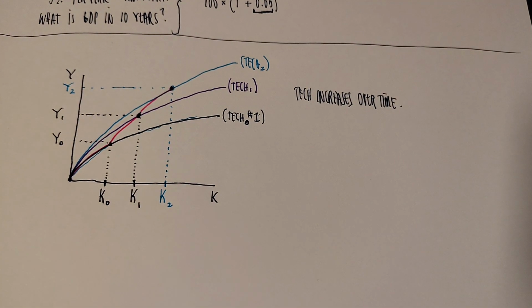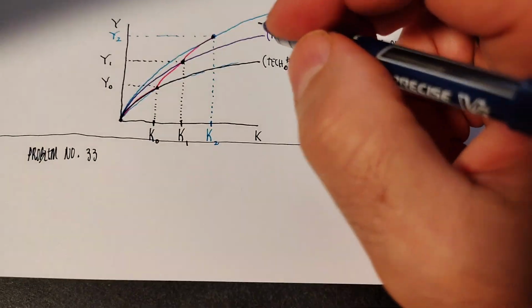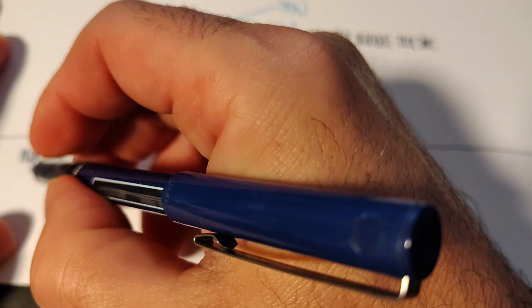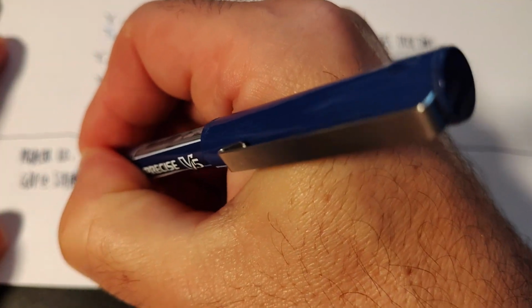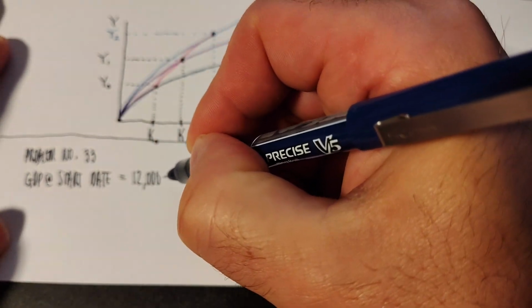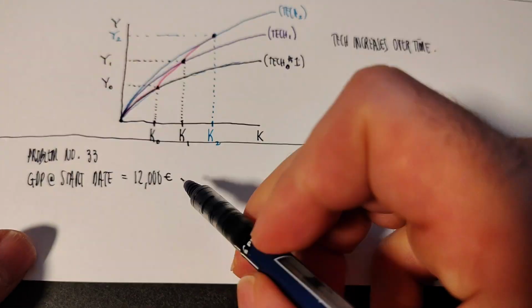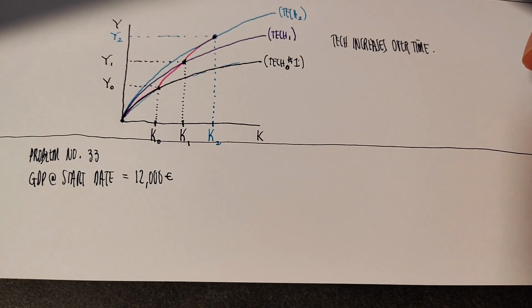So I'll put that in the name of saving paper. I'll put that under here. All right, so this will be problem number 33. So if we start off with 12,000 euros, so that's GDP at start date. I use that kind of like an epsilon for euro. I don't know, that kind of looks like the euro symbol.